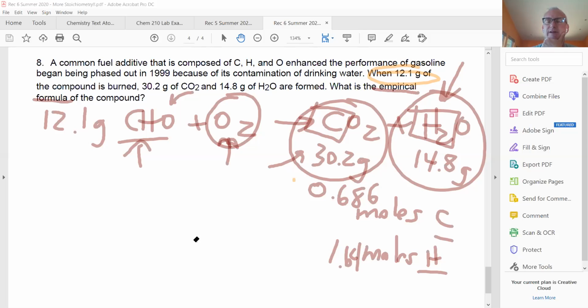This is the only information I have: moles of carbon and moles of hydrogen. I need to use that to get me to grams of oxygen. How am I going to do that?